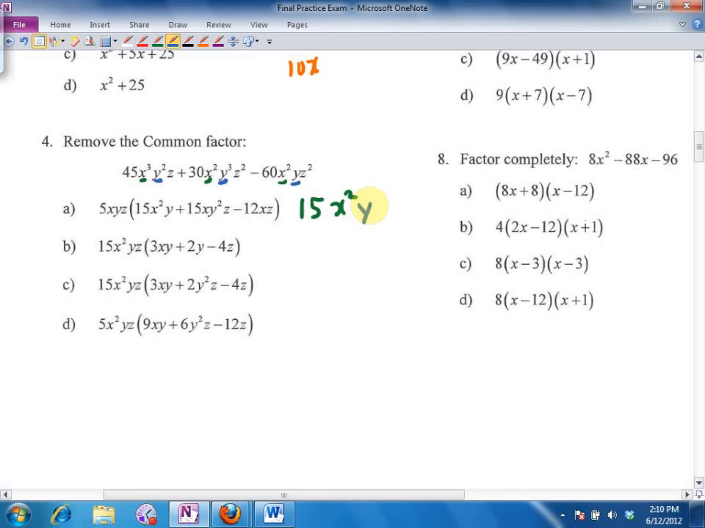Z's, how many z's can I take out? 1. Only 1, because this first term has only 1 z. So let's put a z there. That's what I'm going to take out. Then I put the leftovers in a bracket, multiplying, and I figure out what's left over in the bracket. So the first term is going to be 3 times 15. And I took 2 x's out, so there's 1 x left. Take a y out, there's 1 y left, and there's no z's, because I took the z out. Then plus, and then it continues on, and then minus, and then the last term. And so the answer for this one, I'm not going to do the whole thing out, is C.